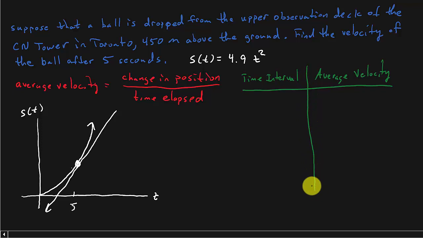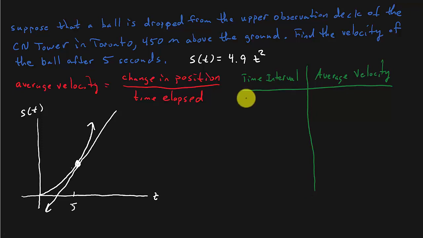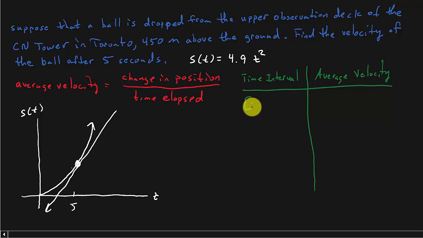All right, so let's see. Let's do a time interval. So we're going to go from 5 to 6. Okay? And then let's do another interval, 5 to 5.1. And I'll explain this after I write it all down. And then how about 5 to 5.05?